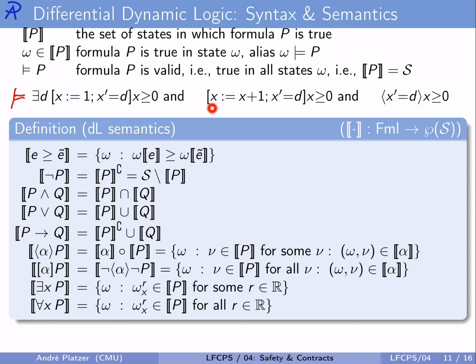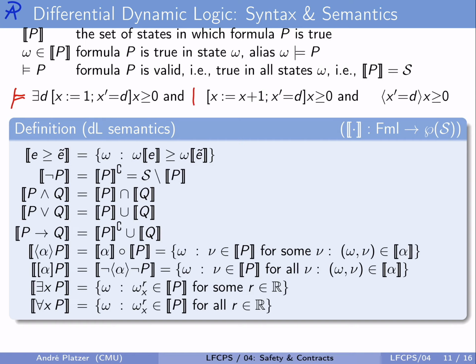The next formula discretely increases x by 1 and then follows the differential equation x prime equals d, and conjectures that it's always the case that x is greater or equal to 0 afterwards. Is that formula true? That doesn't make sense. Is the formula valid, so true in all the states? No, it is not.